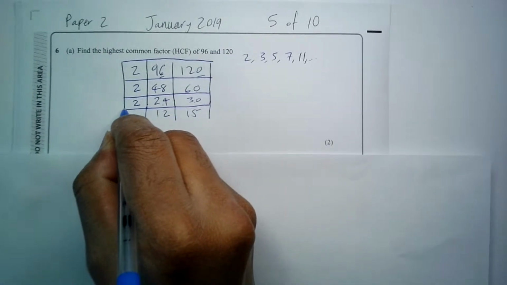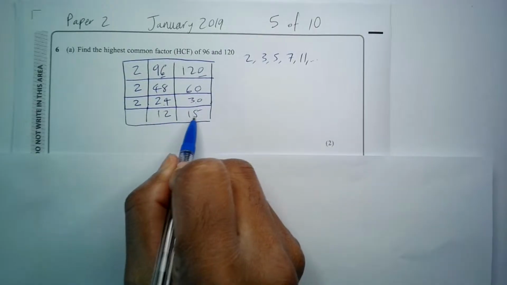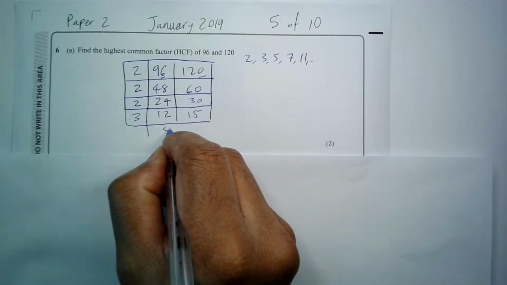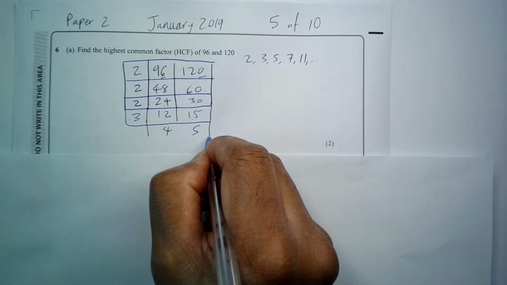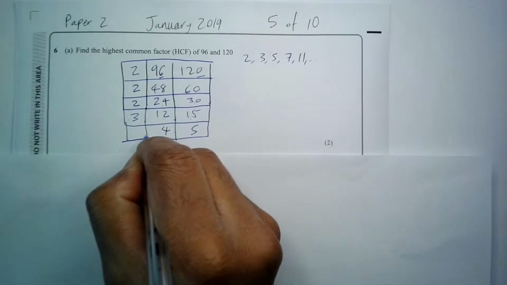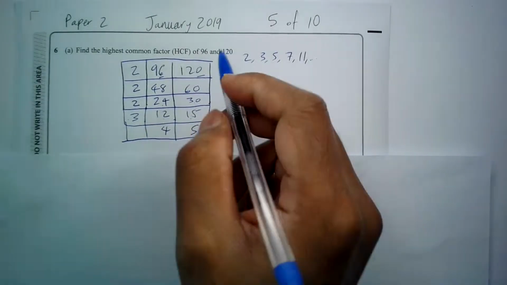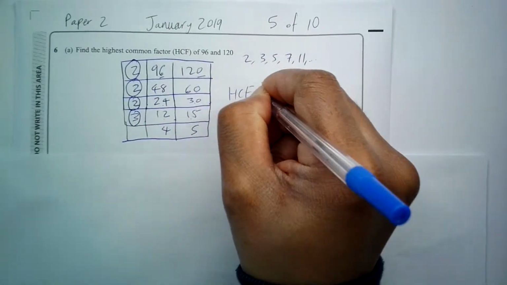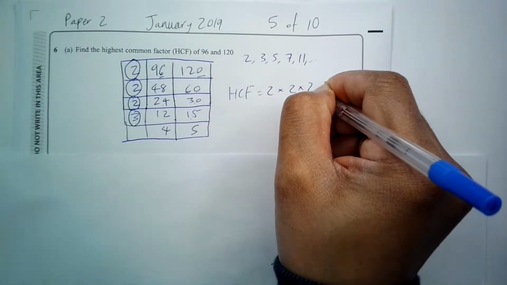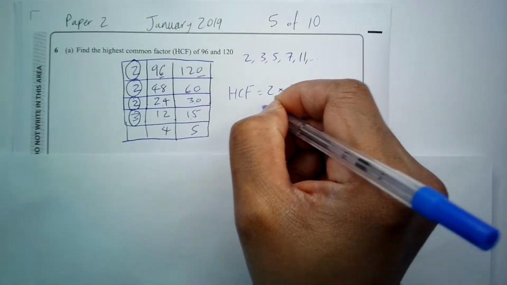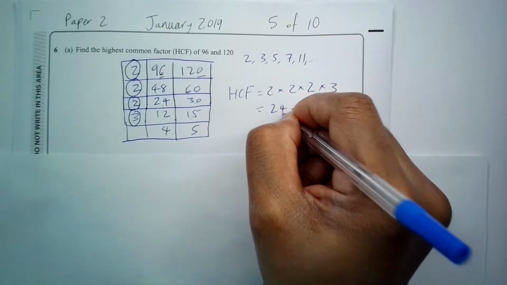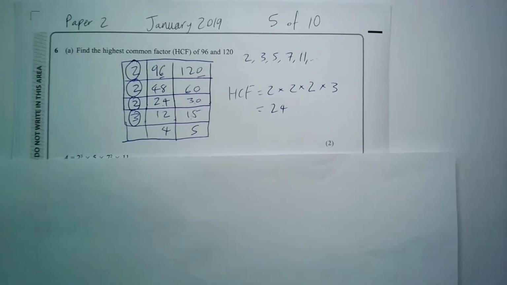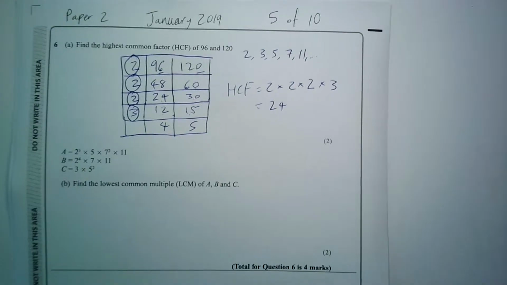Keep going. 12 and 15 are in the 3 times table. 12 divided by 3 is 4. 15 divided by 3 is 5. So I've got that there. And my HCF is going to be all of these. So HCF equals 2 times 2 times 2, which is 8, times 3, which is 24. That is it, and so that's my answer. Okay, let's go to the next question.